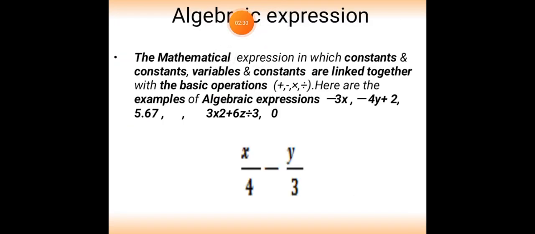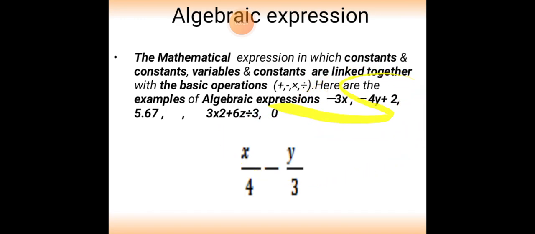Algebraic expression. Now what is an algebraic expression? It is a mathematical expression in which constants and variables are linked together with the basic operations: plus, minus, multiply, divide. Here are examples of algebraic expressions. For example, minus 3x minus 4y plus 2, 5.67, 3 multiplied by 2 plus 6z divided by 3, or 0. These are all algebraic expressions, as well as x divided by 4 minus y divided by 3.